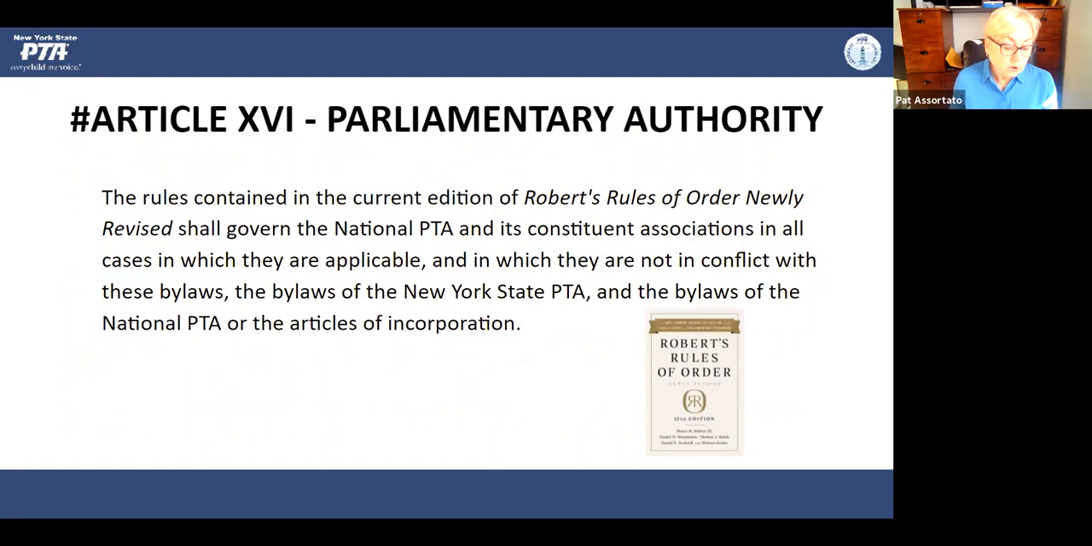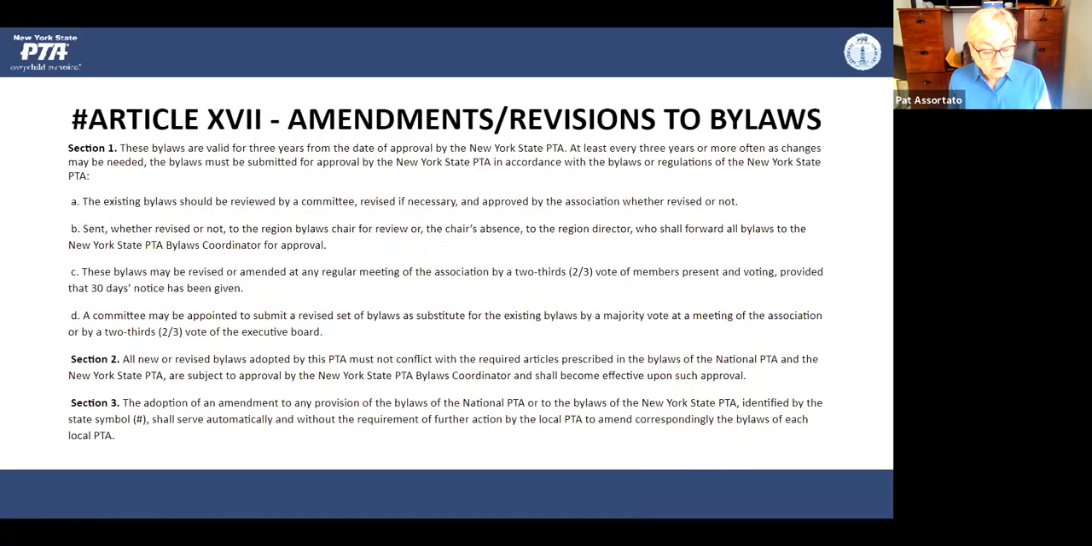Article 16, parliamentary authority. This directs all issues not covered in the bylaws to Robert's Rules of Order newly revised. Council is the same. In Article 17, you will find the requirements for submitting bylaws for state approval and for amending bylaws. These are the same for council. A 2/3 vote is required to change the bylaws, and a 30-day notice is also required.